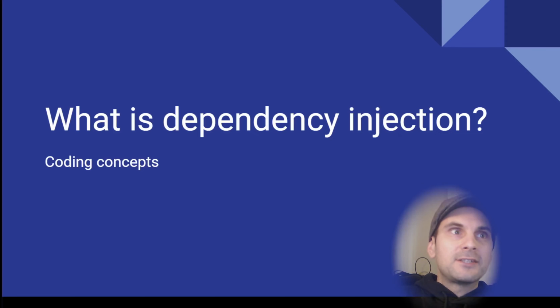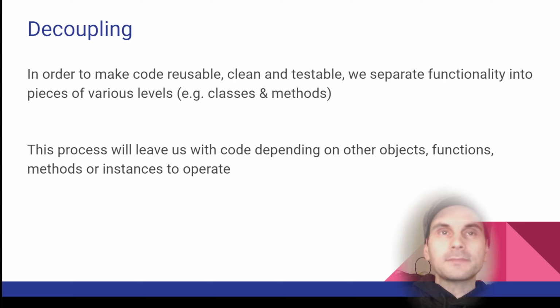So what is dependency injection? When we code, what we actually want to do is decouple our code, not into one long spaghetti code as it's normally referred to, so not procedural, but normally we have an object-oriented use case, and we're going to divide it up into classes, methods, functions, you name it.